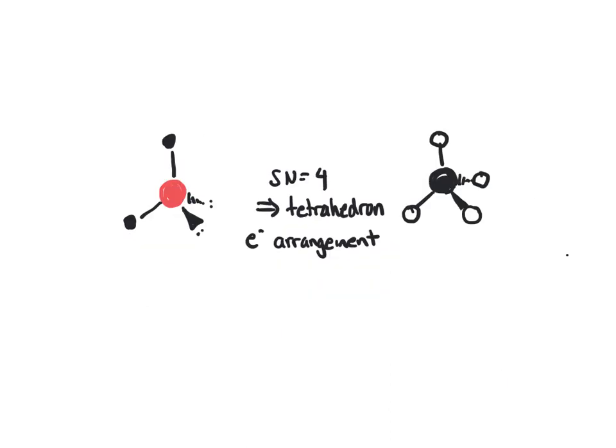If we want to predict the shape of a molecule, we have to be able to go from the electron arrangement to the atom arrangement, just looking at where the atoms are. So we start by thinking about our steric number and thinking about how those electrons are arranged, because that's going to dictate where we put our atoms. So both water and methane have a steric number of 4, and so their electrons are arranged in a tetrahedron.